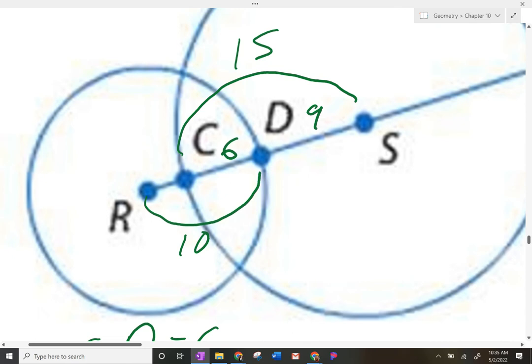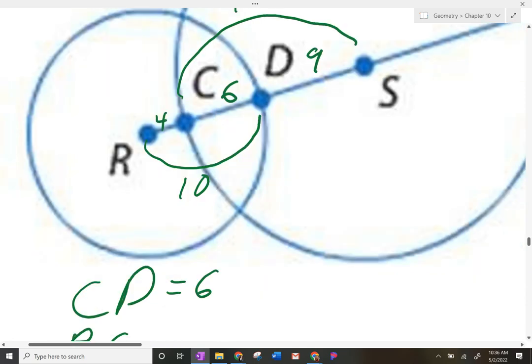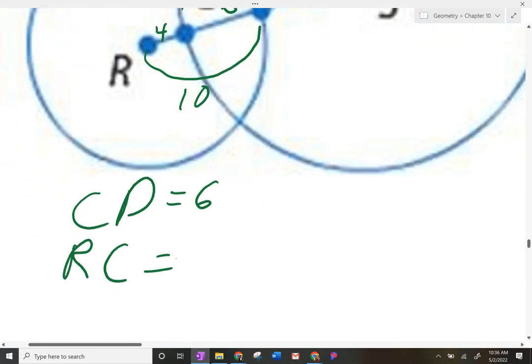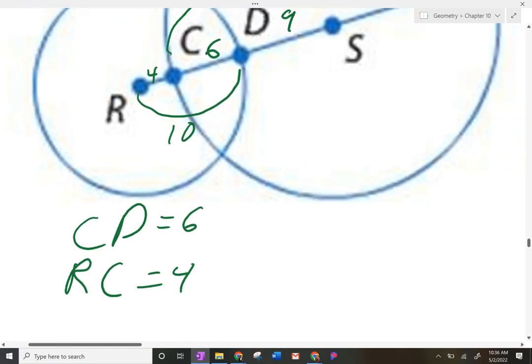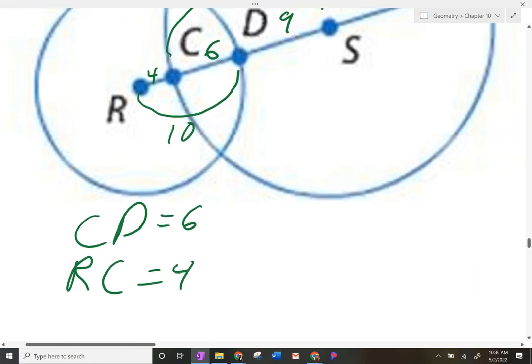Now that I know CD is 6, what's the distance for RC? 4. You took 10 minus 6. So the distance for RC is going to be 4. Again, looks big, looks scary. Not too bad, hopefully. Yeah?